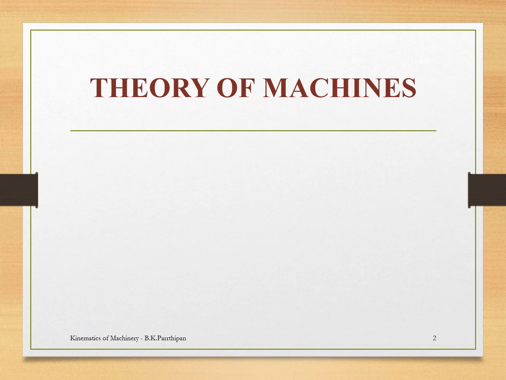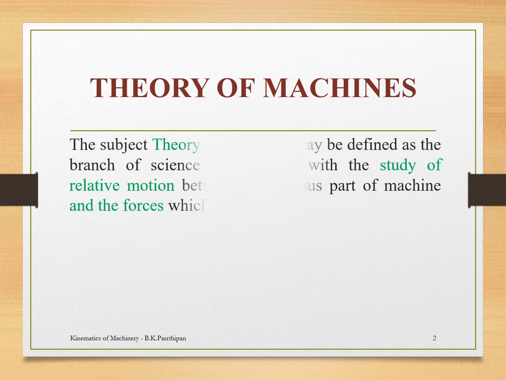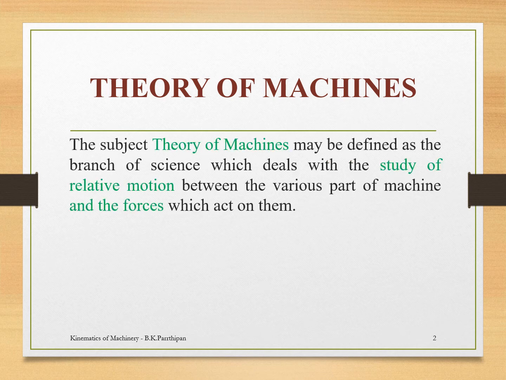Basically, it is originated from the concept of theory of machines. So, let us define theories of machines first, and then let us discuss the various branches of theories of machine. The subject theory of machines is defined as the branch of science which deals with the study of relative motion between the various parts of the machine and the forces acting on them.